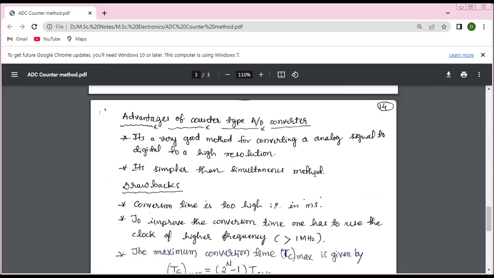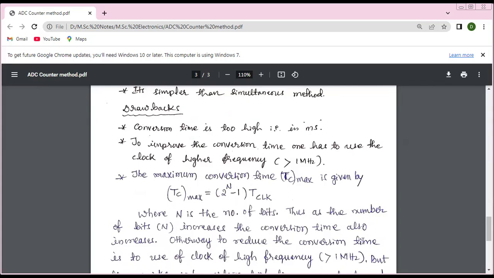It's simpler than the simultaneous method. The simultaneous method is another circuit that converts analog to digital, and we can see it later. So it is a very simple circuit. What are the drawbacks? Conversion time is too high, that is in milliseconds. This is one of the important factors for converter circuits. The lower the time, the better the circuit. But in this case, conversion time is too high, in milliseconds, because it counts every pulse. Since the number of bits can be more, the time also increases.